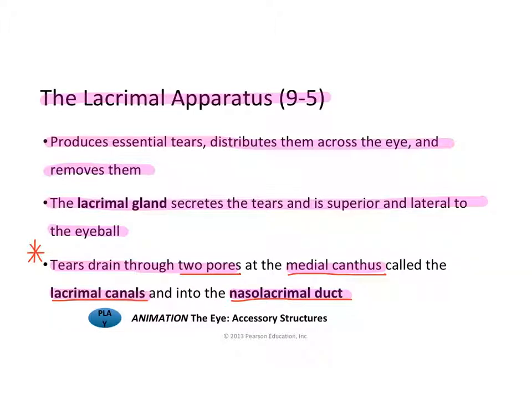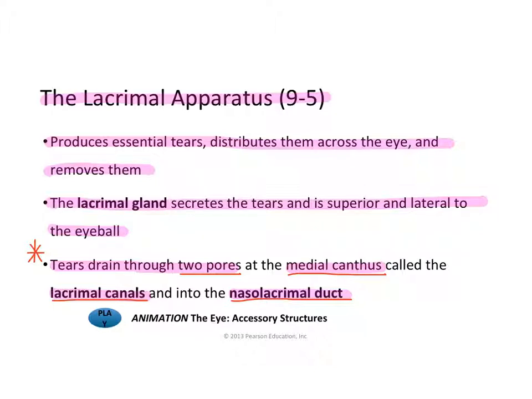The lacrimal apparatus includes some main things: the lacrimal gland, the lacrimal canals, and the nasolacrimal duct. Remember that the lacrimal apparatus produces tears, distributes them across the eye, and removes them.